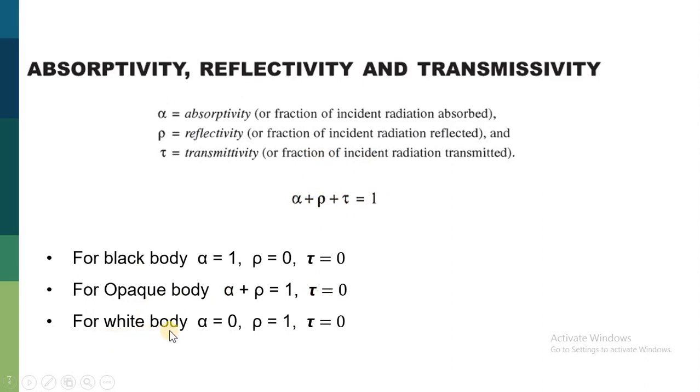And for a white body, we know that the white body does not absorb or transmit any kind of radiation. So in case of a white body, alpha is equal to 0, tau is equal to 0, so we get rho is equal to 1. That is, a white body always reflects the radiation.